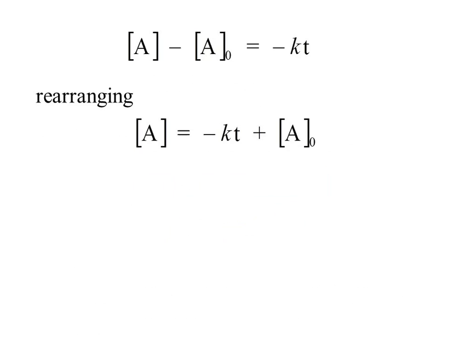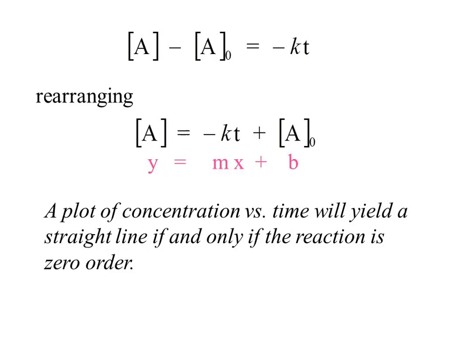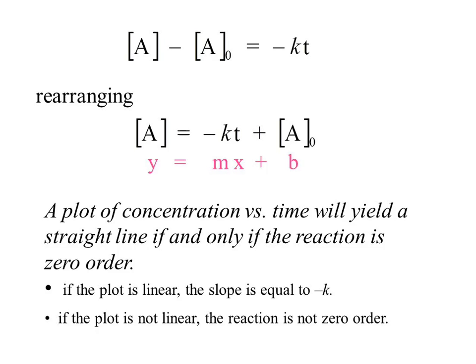But we need to get it into something we can plot, and we can't plot that yet. If we get the molar concentration of A by itself, now we do have something that we can plot. Rearranging it for 0 order, A is equal to negative KT plus the initial molar concentration of A. So it looks like this. We can go ahead and plot.